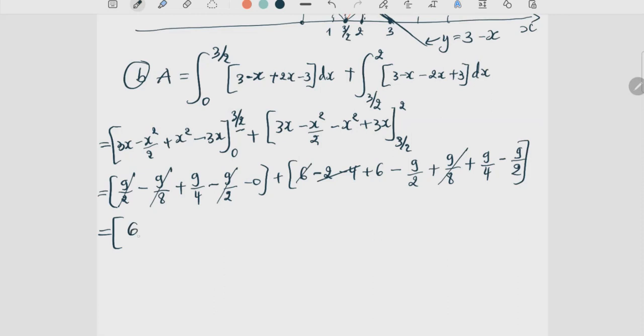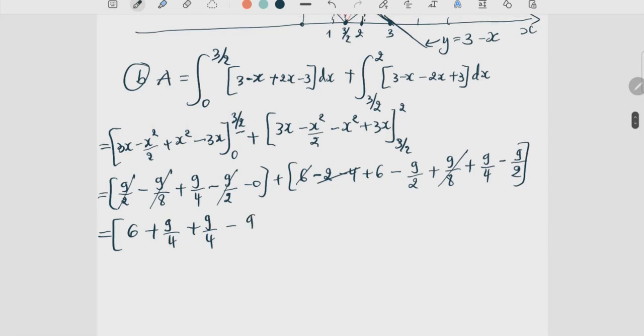Right, so then we're left with the 6 plus 9/4 plus 9/4 again minus 2 times 9/2, which is just 9. That will give us 9/2 minus 3, which is equal to 3/2.